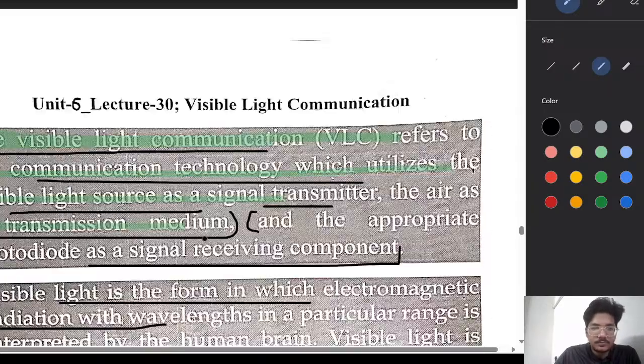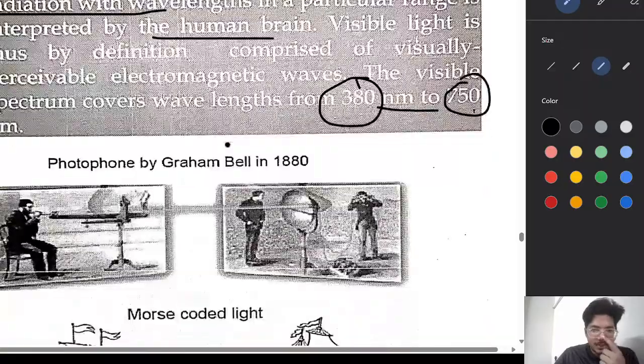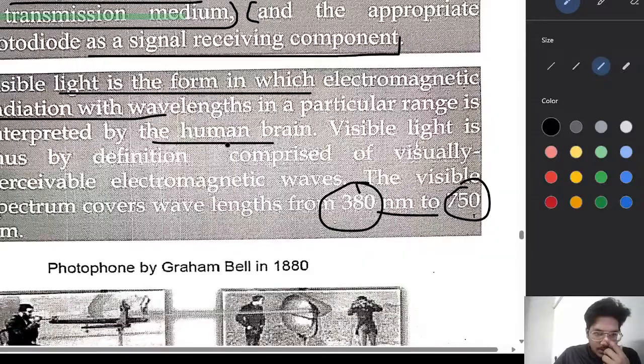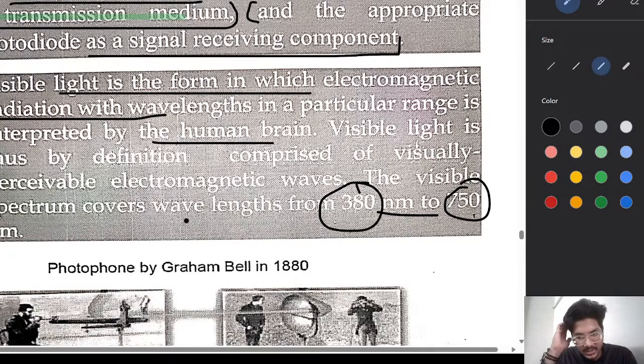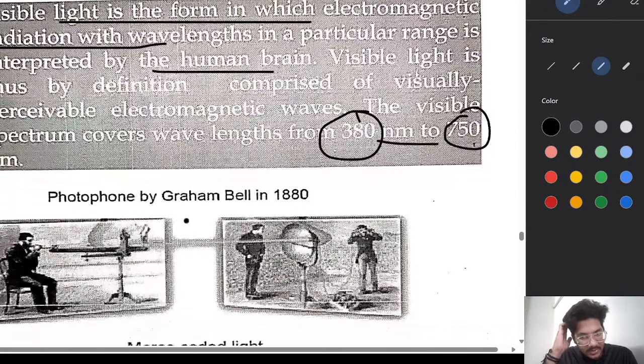So visible light communication refers to the communication technology which utilizes visible light as a signal transmitter, air as a medium, and an appropriate photodiode as the receiving component. Visible light is electromagnetic radiation with a wavelength in a particular range, interpreted by the human brain. The visible light spectrum covers the range of 380 nanometers to 750 nanometers.